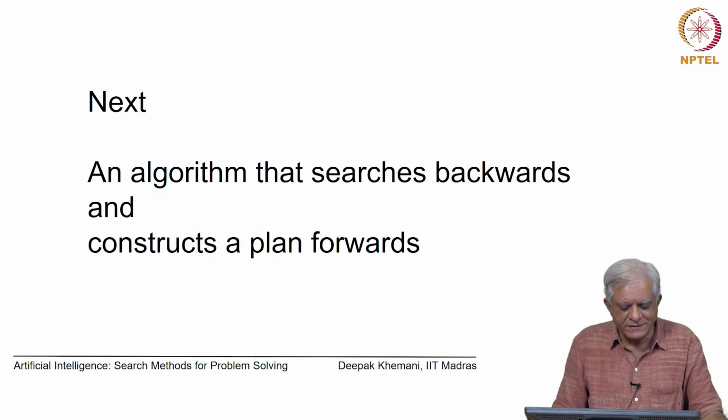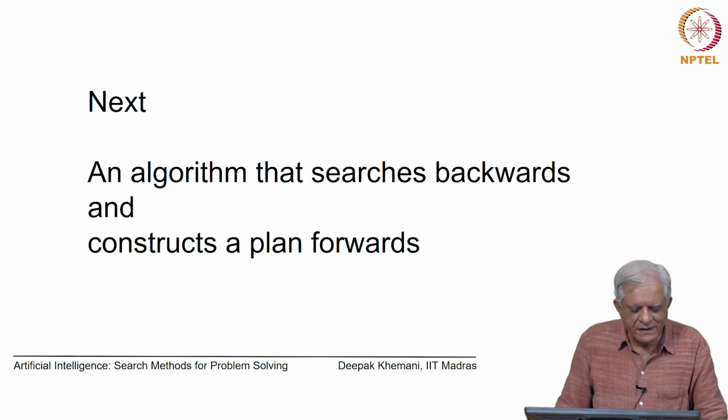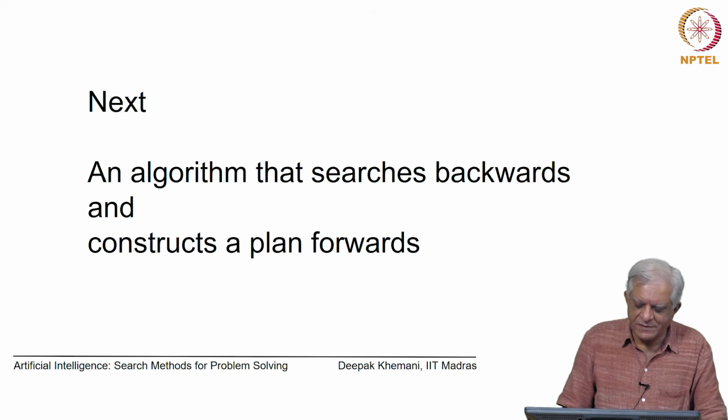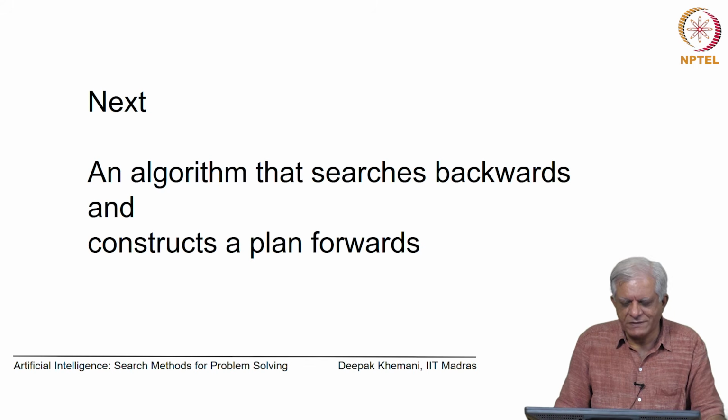So, in the next session when we meet, we will look at an algorithm that tries to combine the best features of both these algorithms, an algorithm which searches backward because that gives you a low branching factor, but constructs a plan in the forward direction essentially, which means it will always be a sound plan. So, we will do that when we meet next.